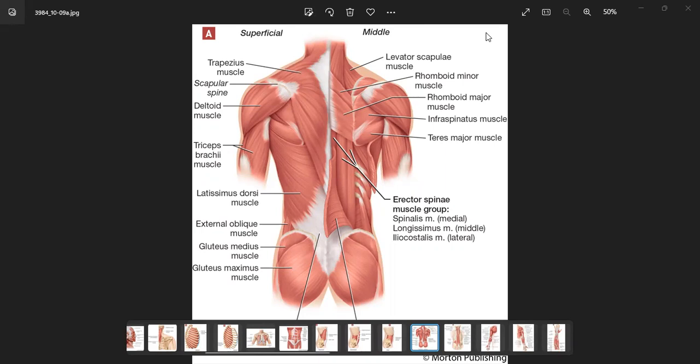So we'll see you in part 3 of muscle identification.